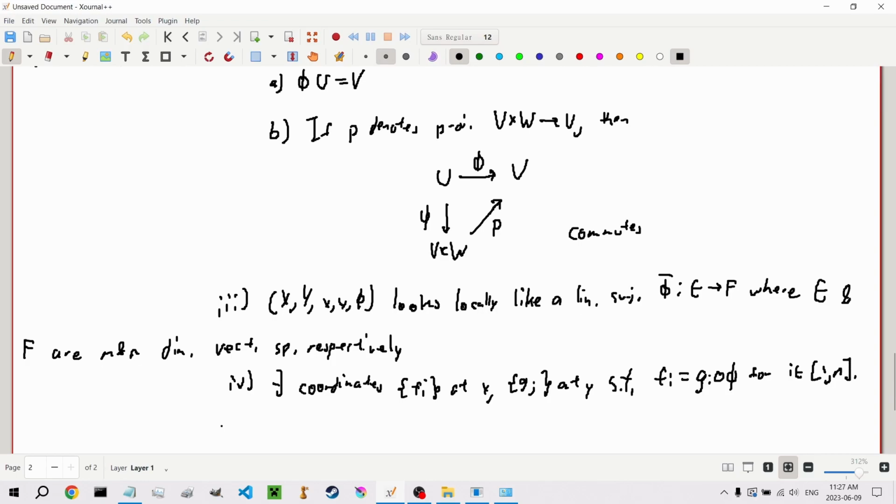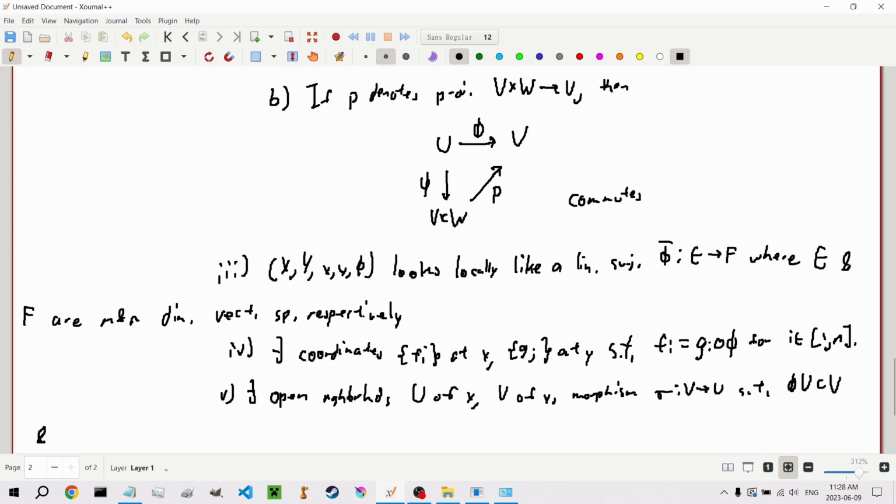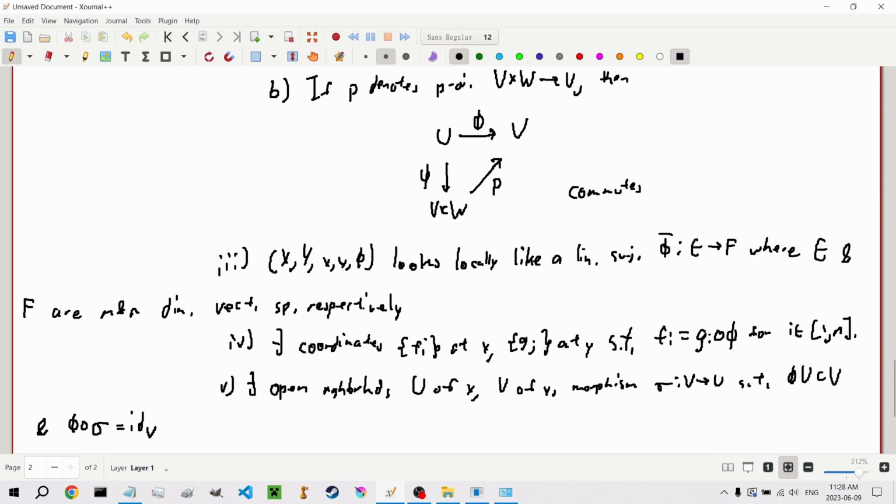And finally, there exist open neighborhoods U of x, V of y, and a morphism sigma from V to U such that phi carries U into V, and of course sigma is in this case now a right inverse of phi, giving the identity on the codomain.